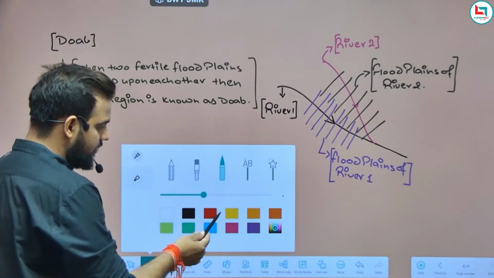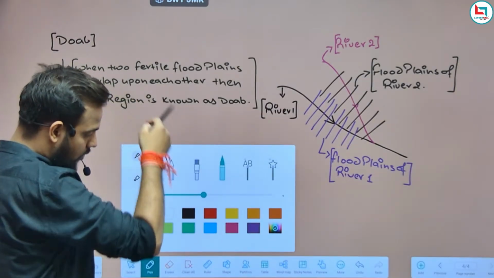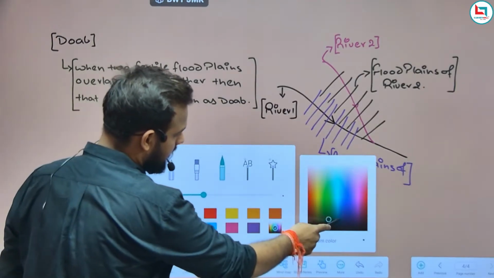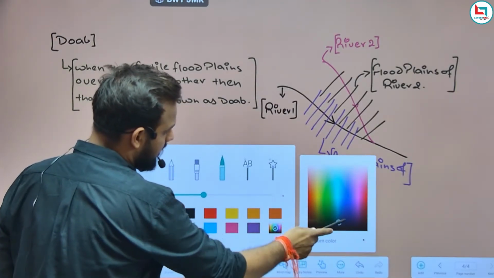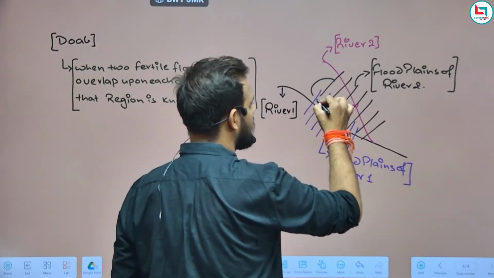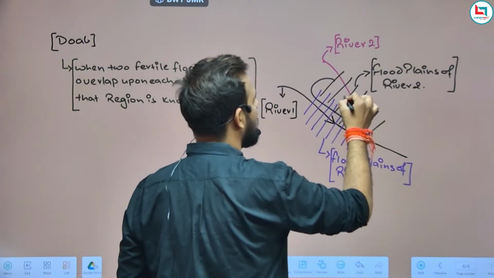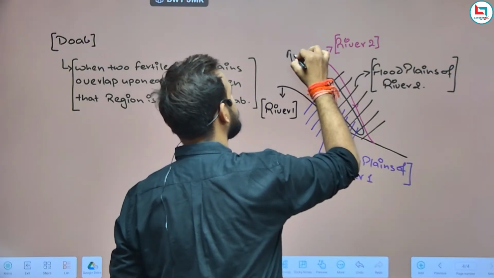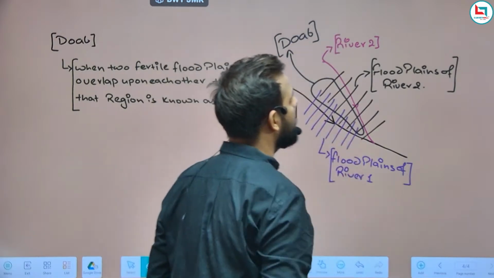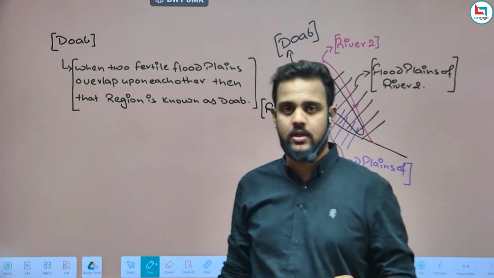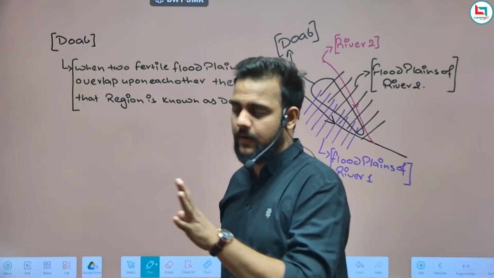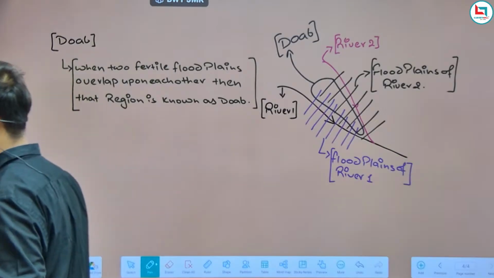Remember one thing, the floodplain 1 and floodplain 2 of river 1 and river 2 get overlapped with each other. When they are overlapping upon each other, then this particular region is known as the doab. And remember, guys, doabs are a very fertile region. They are more fertile than the floodplains.